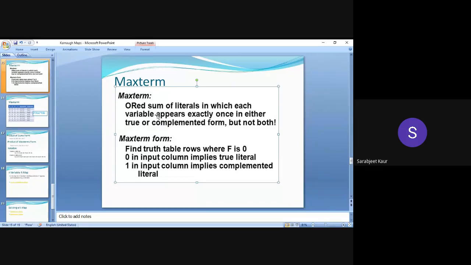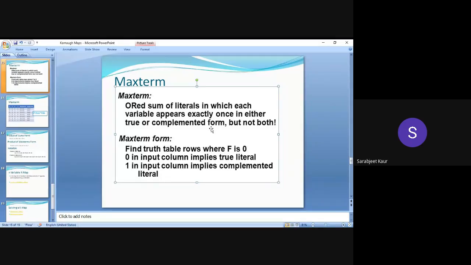In which each variable appears exactly once. That means the restriction still stays, the same restriction that was there in a min term, that every literal has to appear in the term in either true or complemented form. So it has to appear once. And obviously, since it will appear once, it will either be, for example, if it is a Boolean variable A, then it will either appear as A or it will appear as A dash, because both of them cannot appear together.